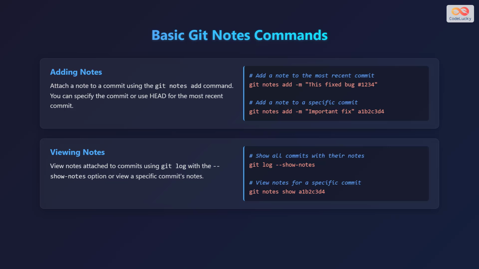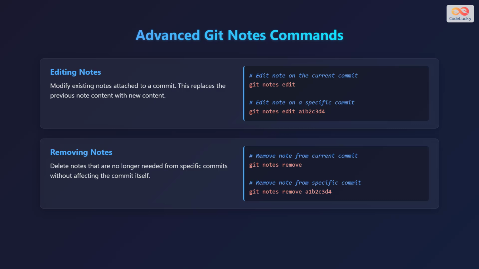Next, how to view notes. You can view notes attached to commits using git log with the show-notes option, or view a specific commit's notes. To show all commits with their notes, use the command git log --show-notes. To view notes for a specific commit, use the command git notes show, followed by the commit ID, a1b2c3d4.